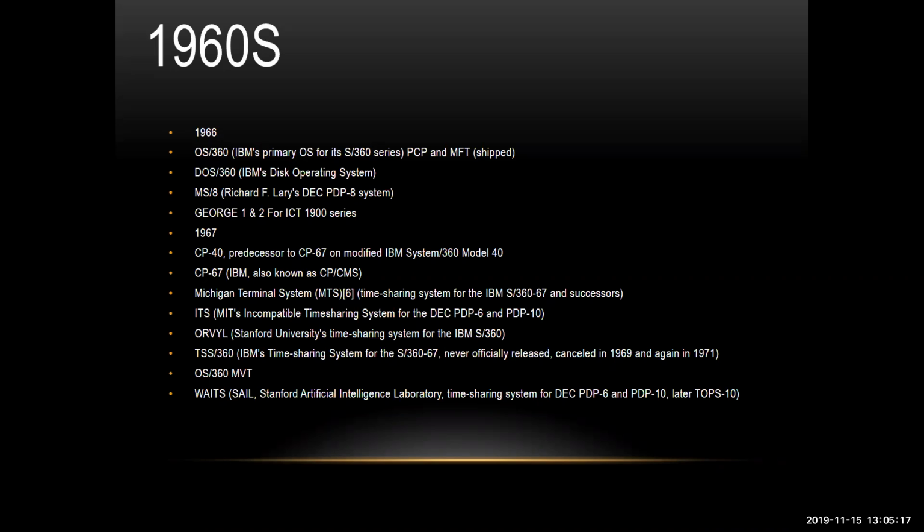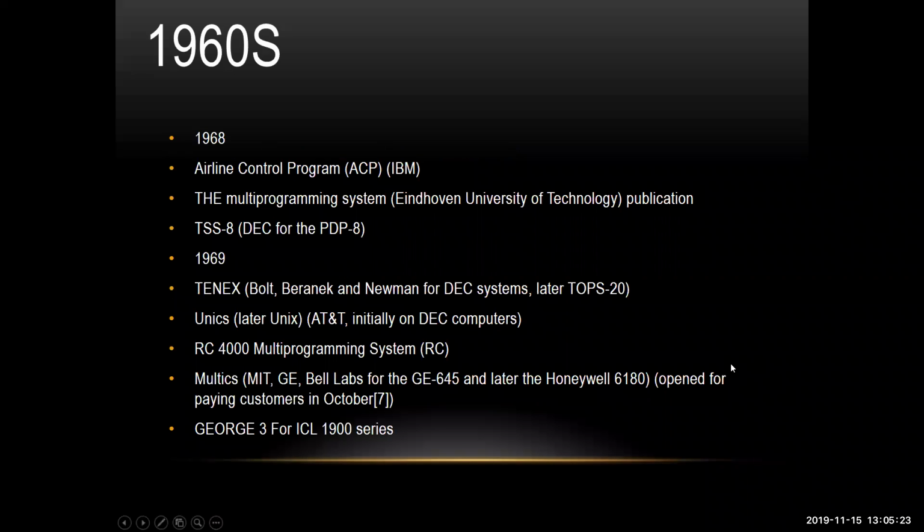And then during 1968, we had the airline. Hold on, let me go to the next slide. So during 1968, we had the Airline Control Program, or ACP. It is also a discontinued operating system developed by IBM beginning about 1965, in contrast to previous airline transaction processing systems. The most notable aspect of ACP is that it was designed to run on most models of the IBM 360 mainframe computers.